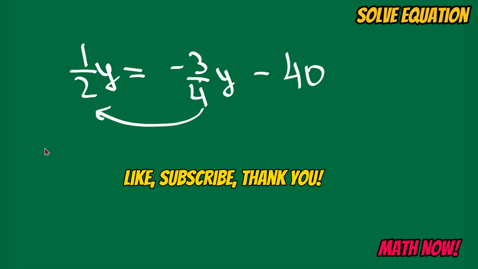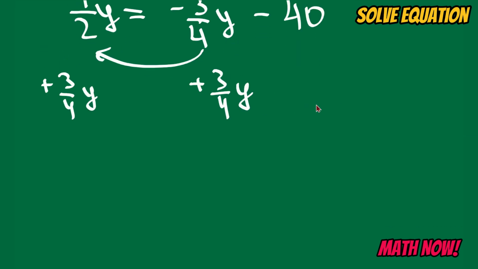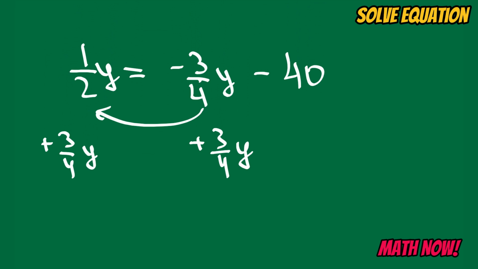Okay, so how do we do that? Essentially we add 3/4 y to the left side and we add 3/4 y to the right side. So we add that. Why can we do that? Because when we add the same amount to both sides, we don't change anything in our equation.